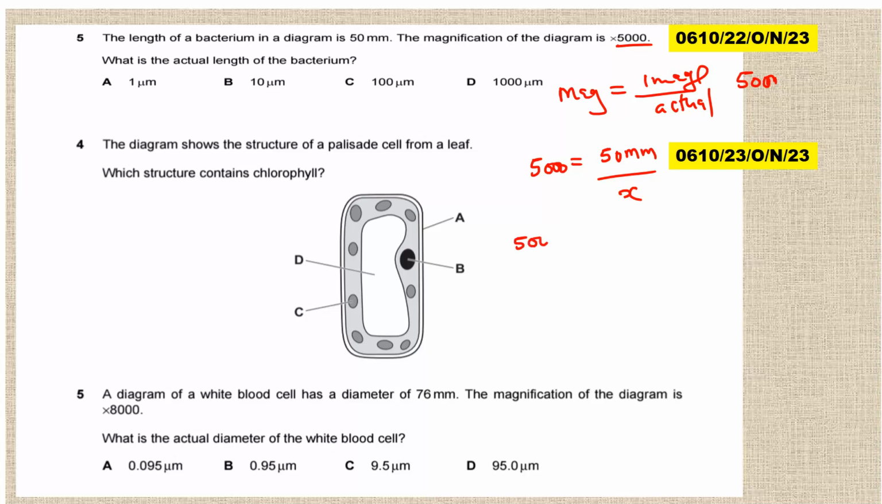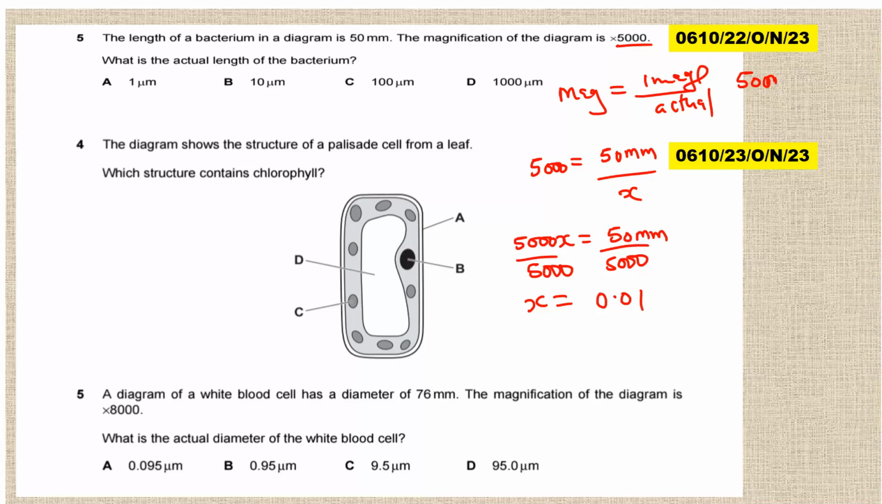So you're going to have 5000x equals 50 millimeters. Divide by 5000 on both sides. Here x is equal to 50 divided by 5000, 0.05, I guess. Is it 0.05? Let me just divide 50 by 5000. Not 0.05 but 0.01. Sorry for that.